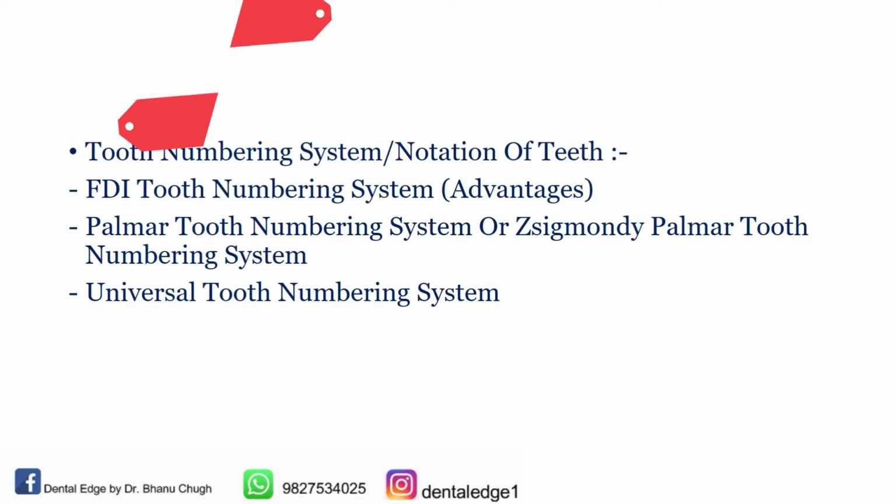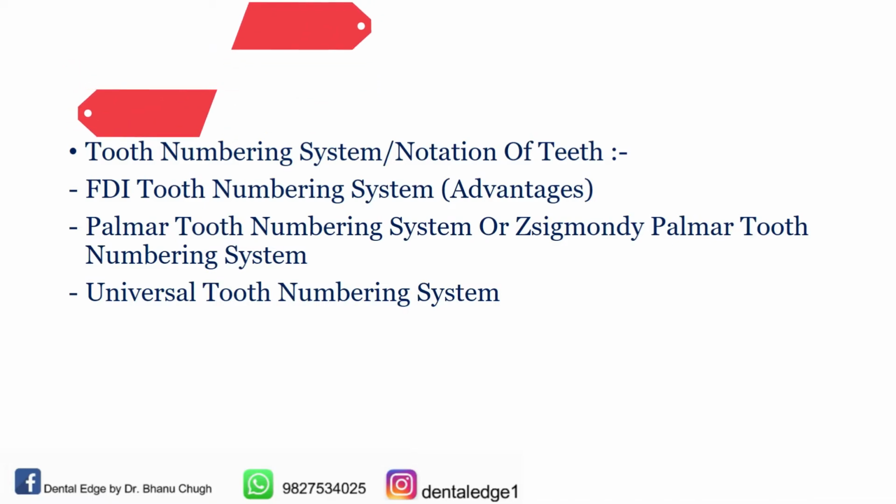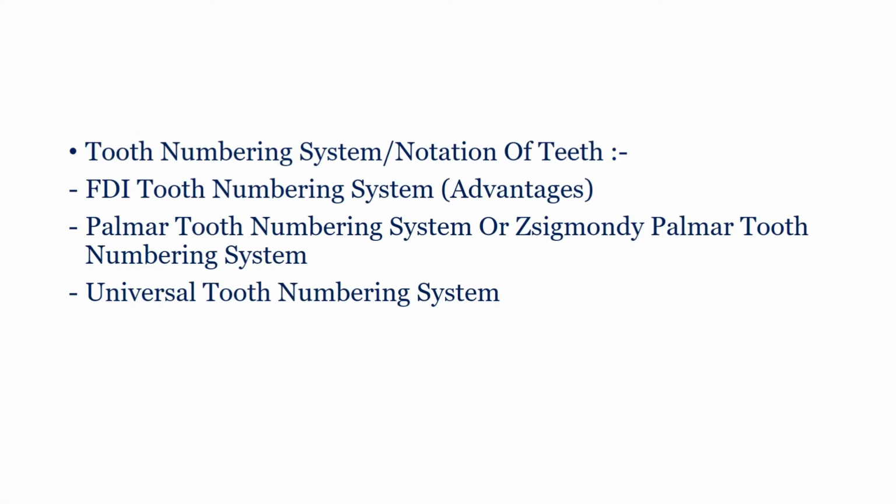Then one of the most important questions is to write about the tooth numbering system or notation of teeth. This can be a question in a theory examination: write about the tooth numbering system, which should include all the numbering systems, or you can be asked to write about a particular tooth numbering system. For example, the FDI tooth numbering system and what are its advantages. Then the Palmer tooth numbering system or Zsigmondy-Palmer tooth numbering system, or the Universal tooth numbering system.